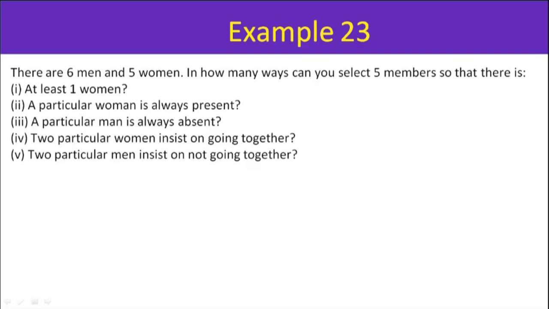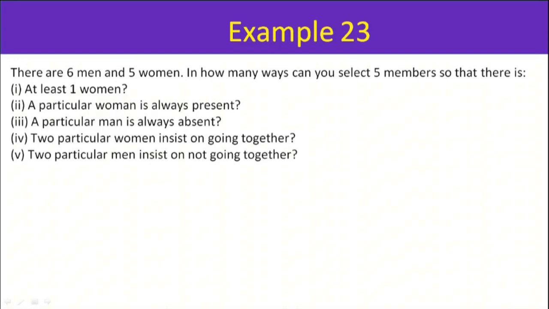Last question, 2 particular women insist on not going together. Either one of them goes or none of them goes. Good. So if I have 2 men, M1, M2, either M1 is going or M2 is going or none of them is going. The only thing they're saying is both of them should not go together.